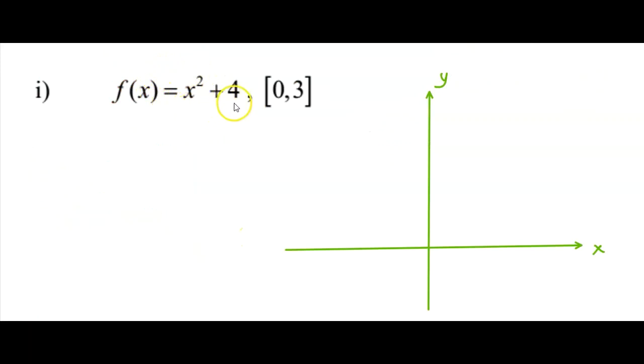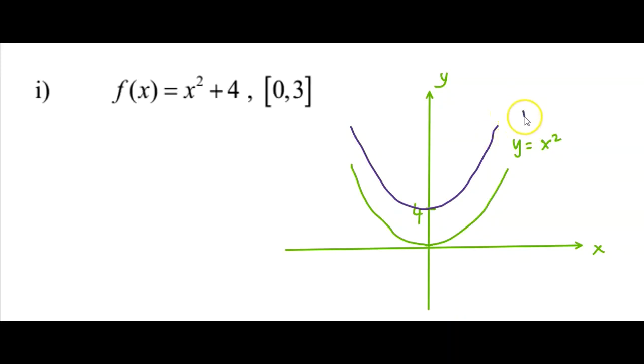For this function, I'm going to use a transformation approach to sketch this graph, which I will start from y equals x squared, and then move your graph upwards 4 units. From the origin, the minimum point, you move up to 0, 4. And then the same parabolic shape will be drawn.